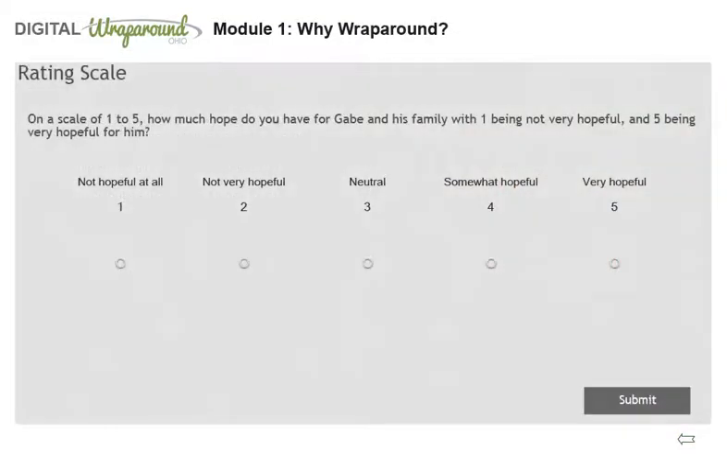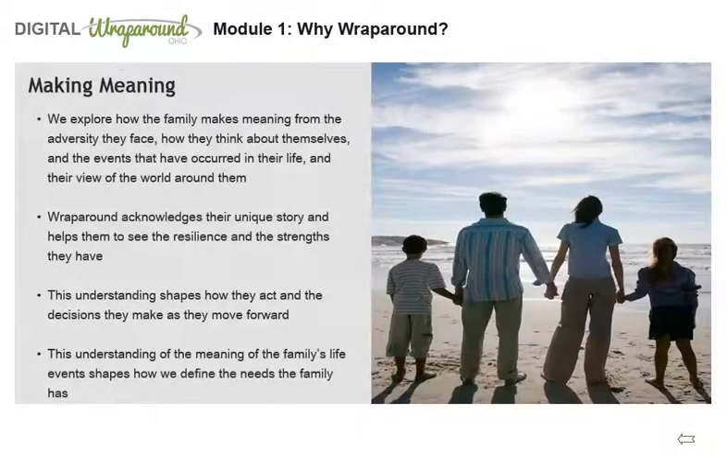On a scale of 1 to 5, how much hope do you have for Gabe and his family, with 1 being not hopeful at all and 5 being very hopeful for him? From Gabe's story, we can see there are a lot of challenges he faces. It can be difficult being hopeful for him.